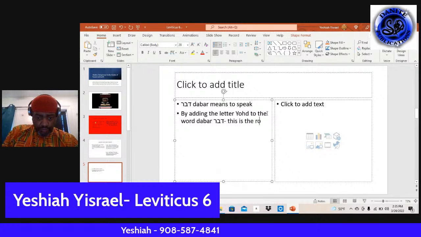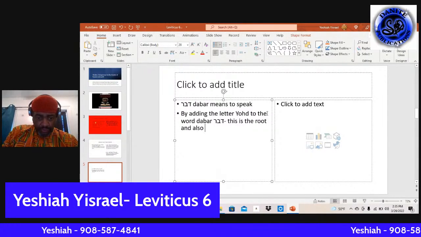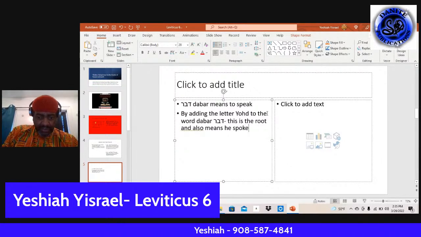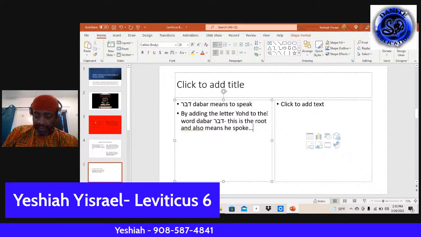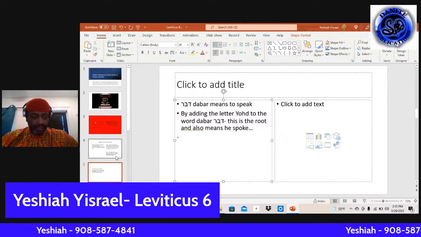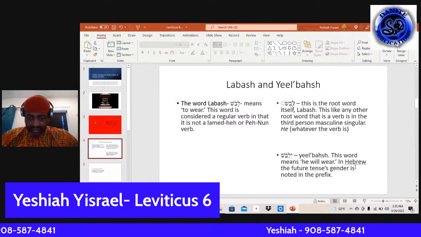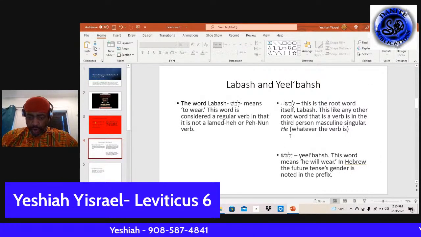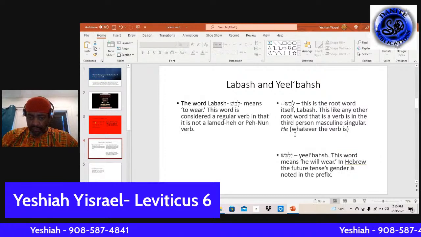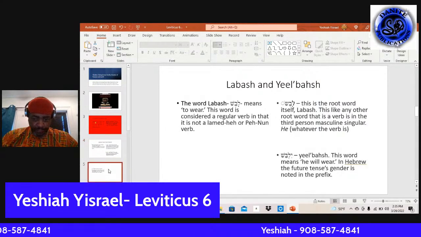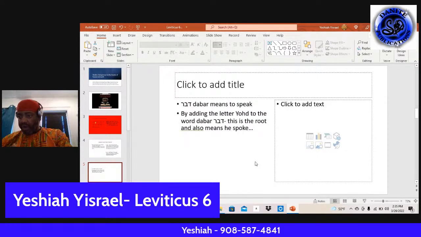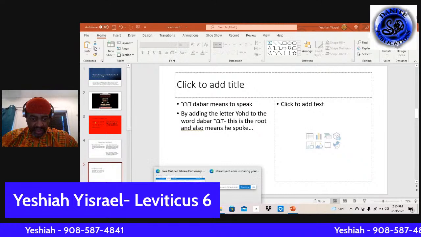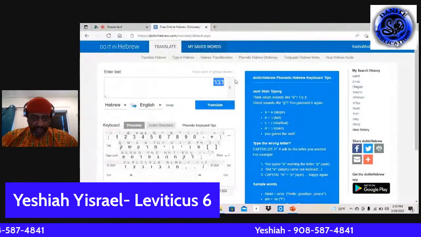Now, this is the root and also means he spoke, because the root of something in Hebrew is always treated from its past tense. And this is what we were saying just right here when it says he, whatever the verb is. So in this case, it's the word speak, dabar. All right. Now let's go back here, if we will, and deal with the other word that was used. So let's pull this up. Thank you again for the time so people can see what we're dealing with, right?